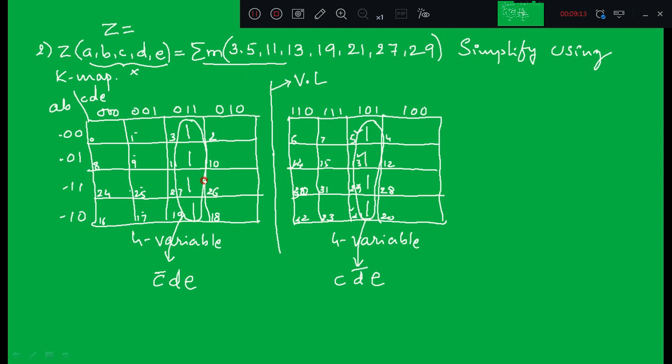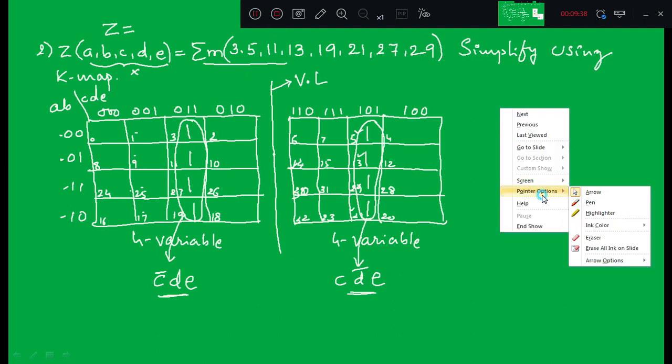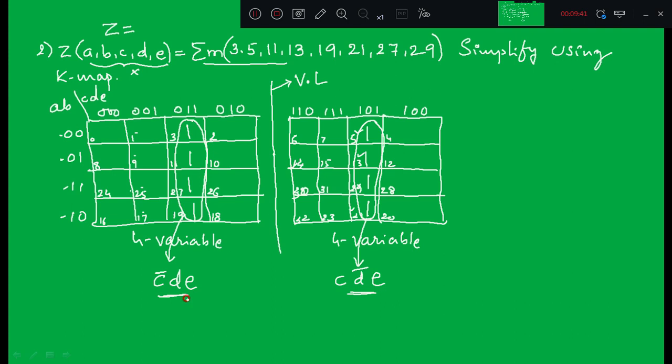So I cannot draw a horizontal line between these 2 groups because they are not logically adjacent, right? So you can also verify it with these 2 terms, right? So if I write the final expression, that is Z is equal to C bar D E plus C D bar E, right?